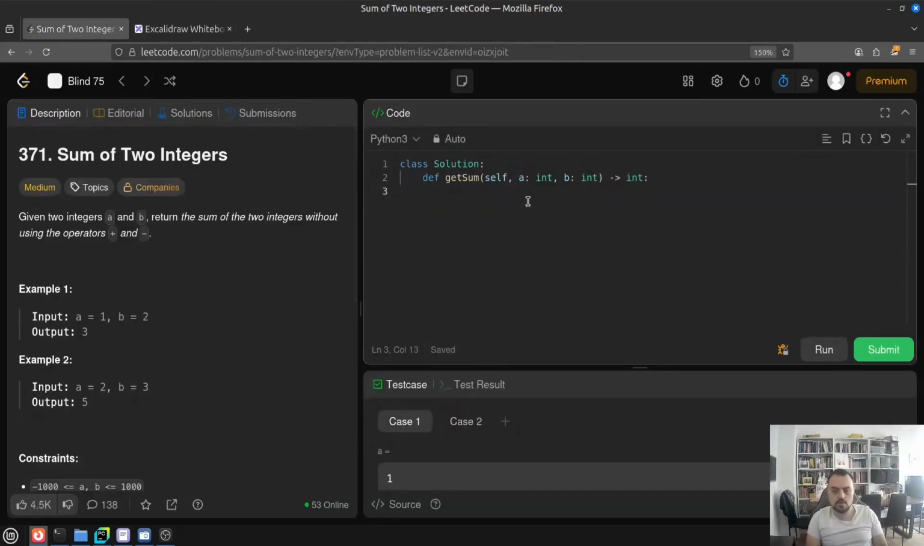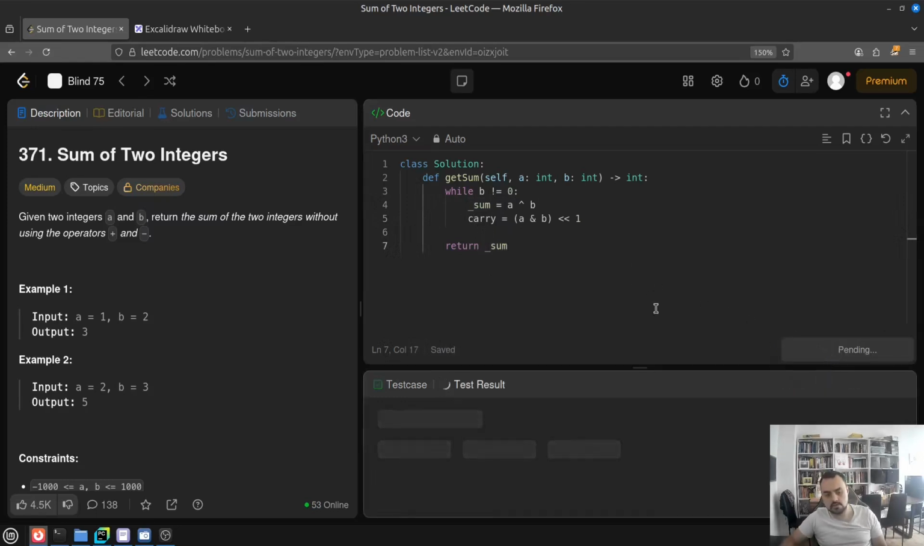So while b doesn't equal 0, the sum will be a XOR b, and the carry will be a AND b shifted to the left by 1. What we did just a second ago, and now we can return sum. And I think that sum is also a keyword in Python, so better add this underscore. Let's run it.